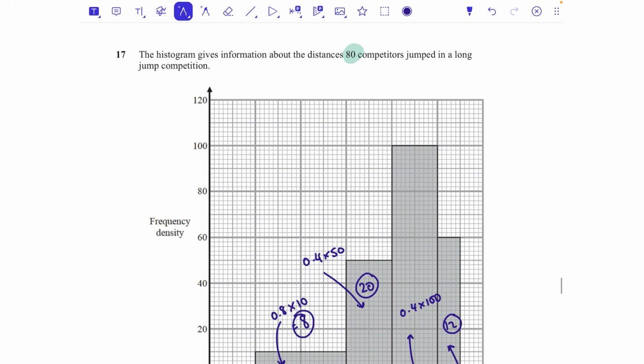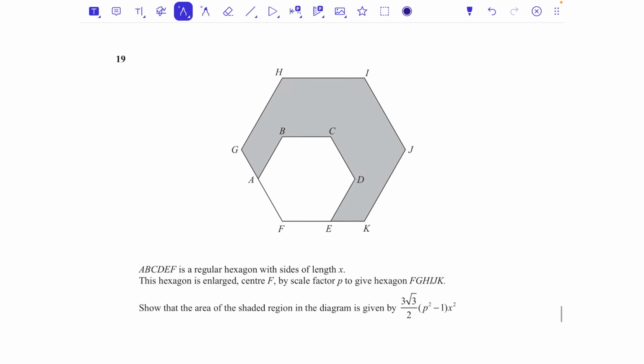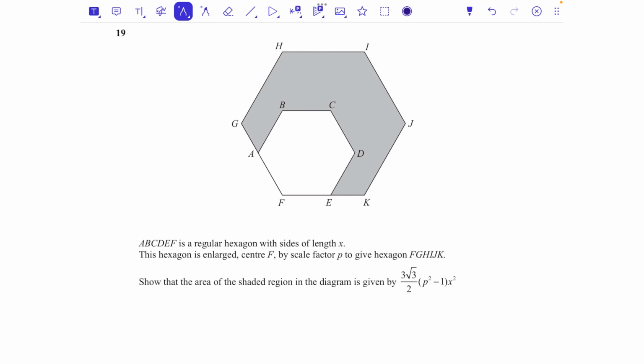A very, very tricky question. We don't often see it in that format, but hopefully that makes sense for 4 marks. Okay, question number 19. ABCDEF is a regular hexagon with sides of length x. Now, before I start this question, I'm going to say this is exceptionally difficult, very much a grade 9 question. So strap in, it's a tricky one, but doable, okay? So just bear with me.